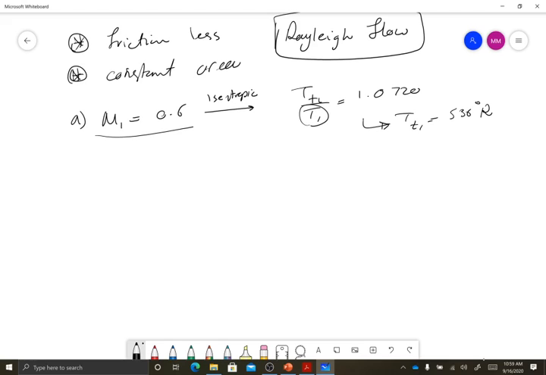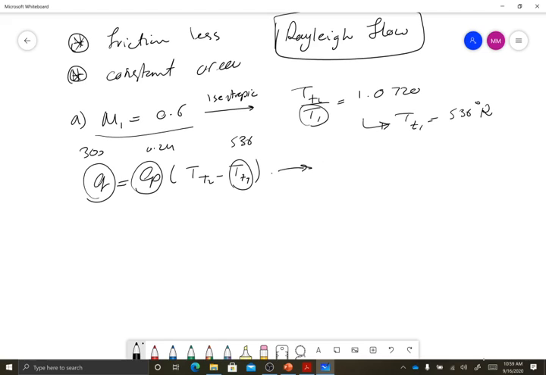Essentially, we can use this equation. Q equals Cp multiplied by TT2 minus TT1, right? We have the Cp, we have the Q. Cp is 0.24, and you have the TT1, 536. So your TT2 is going to be equal to 1786 degrees Rankine. So far we have one of the parameters of the exit.